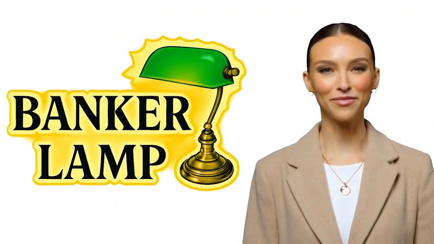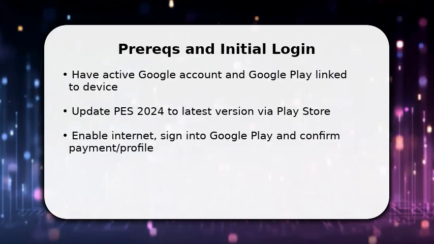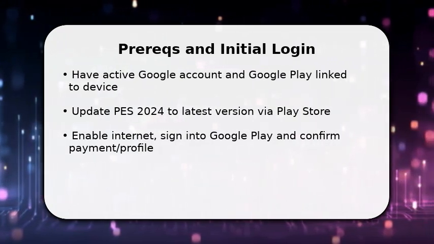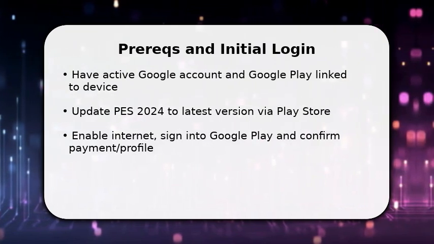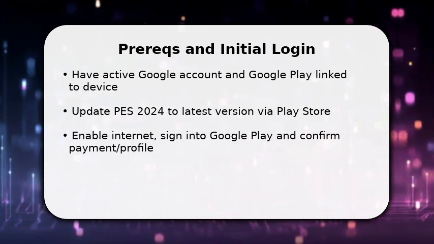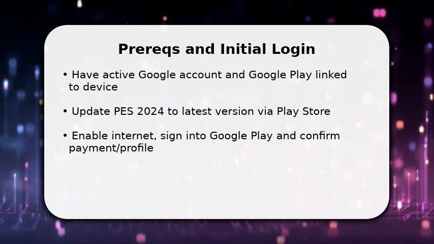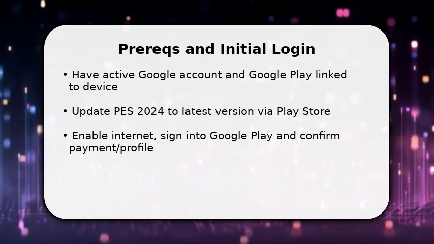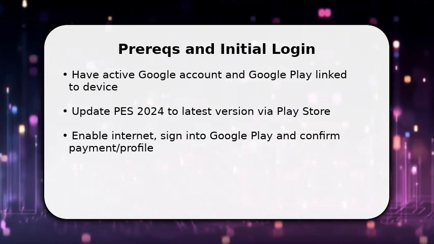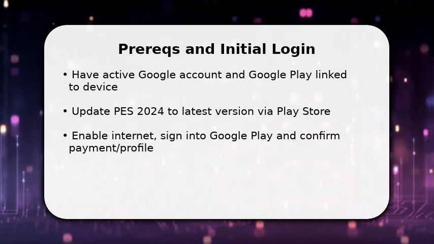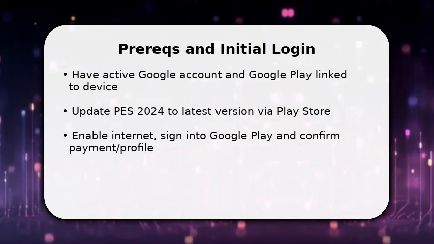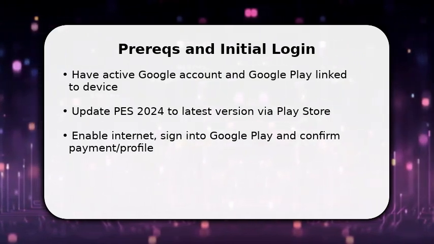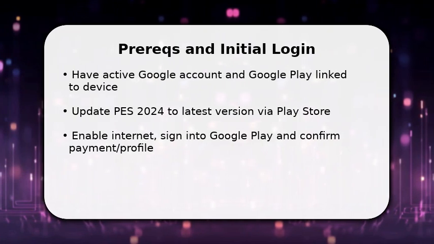Please enjoy the video. You start by confirming prerequisites: an active Google account signed into the device and PES 2024 updated. Open Google Play and make sure your account profile and payment method are present. This prevents permission errors. Once done, launch PES 2024, go to the title screen, and choose the account or settings area where external links appear. Make sure you're on a stable Wi-Fi or mobile connection, so the app can authenticate with Google Play smoothly before moving to linking.